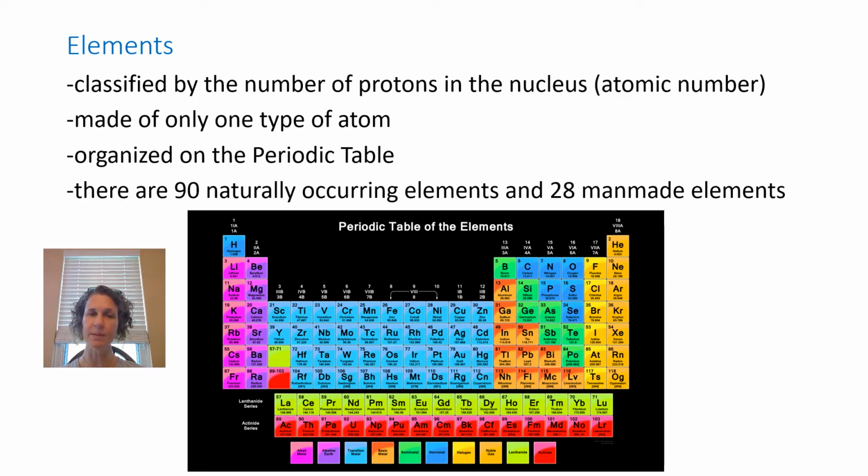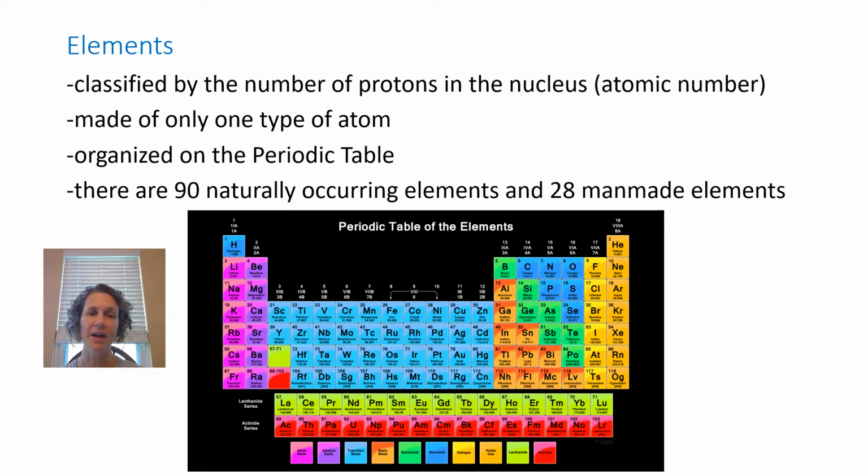Okay, so these elements are classified by the number of protons that are in the nucleus. That is the atomic number. So I know it's tiny on this slide, but that little tiny number in the upper corner of each of those boxes, that is the atomic number. That is the number of protons. Elements are made up of only one type of atom, and they are identical to each other, at least in the number of protons. Neutrons and electrons can change, but as long as the protons are the same, then they are the same type of atom.